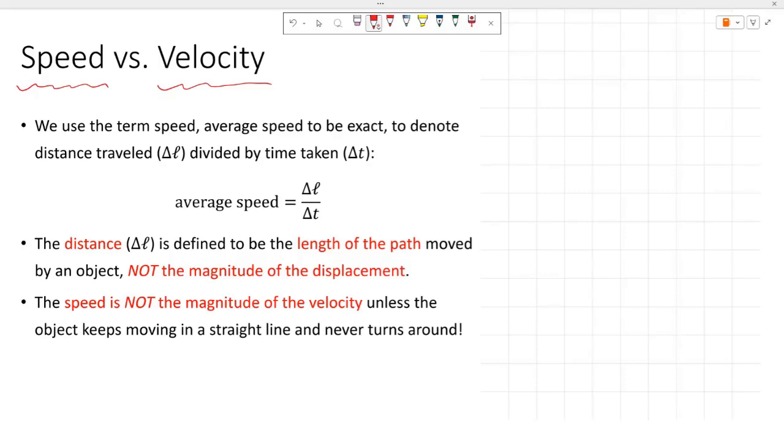Now, this is how we define the average speed. Let's focus on the average speed and average velocity for now. We'll get to the instantaneous speed and velocity in future lessons. So average speed is defined by the ratio of the distance traveled to the time taken.